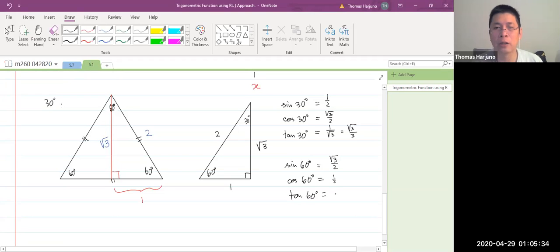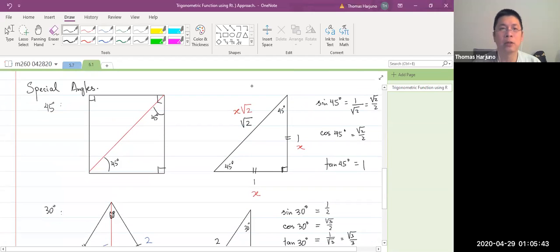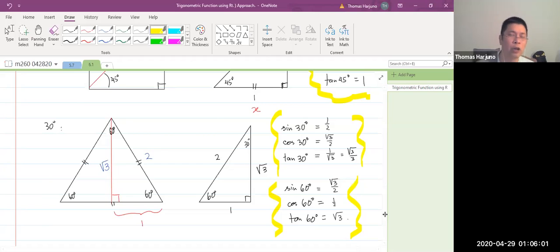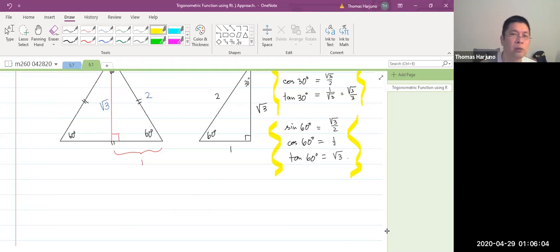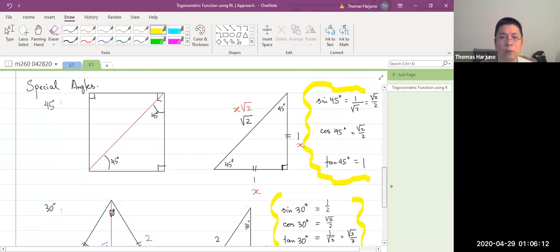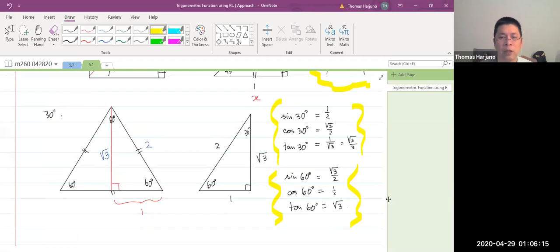I think you should get these numbers. Okay, now let me ask you to memorize these special values. The one that you need to memorize, which I expect you to already memorize: the trig values for 45 degrees, the trig values for 30 degrees, the trig values for 60 degrees. Okay, memorize that. Even though I know you can use calculator, however, when it comes to these special angles, I need you to give me the exact value. For special angles, 30 degrees, 45 degrees, 60 degrees, I want you to give me the exact value.